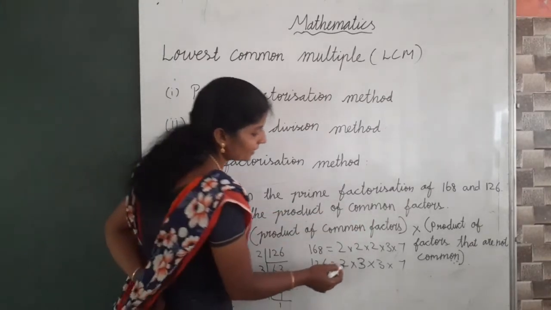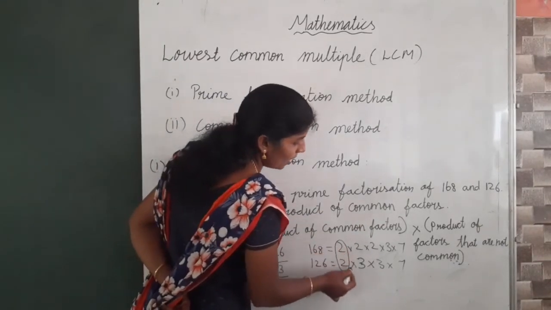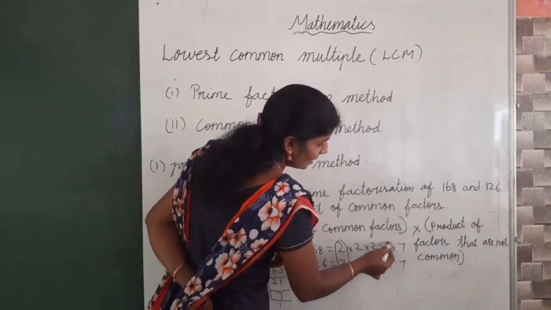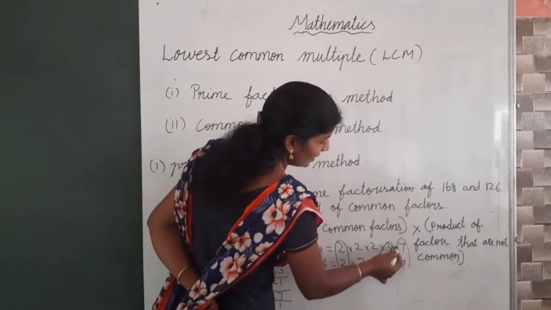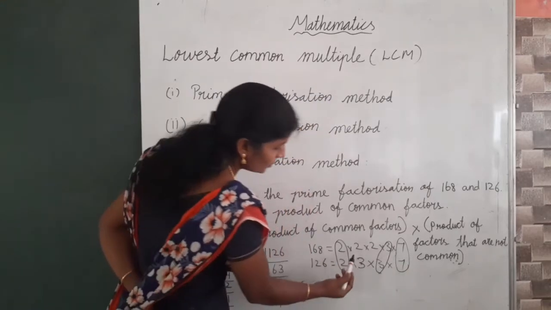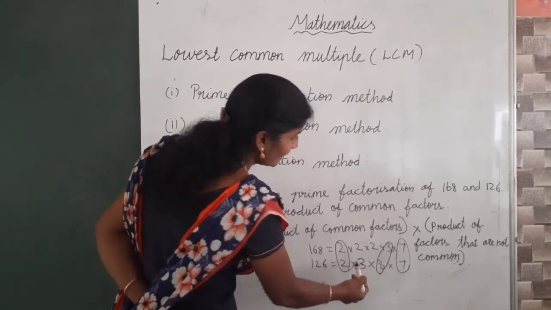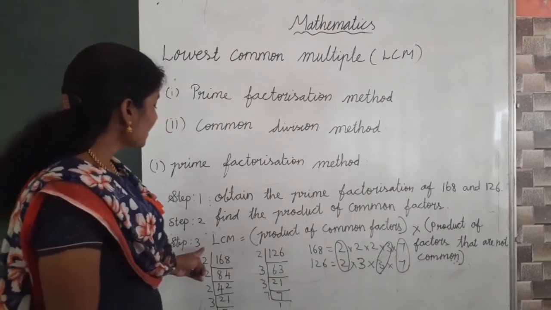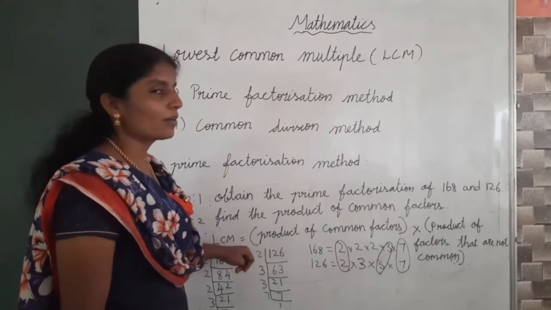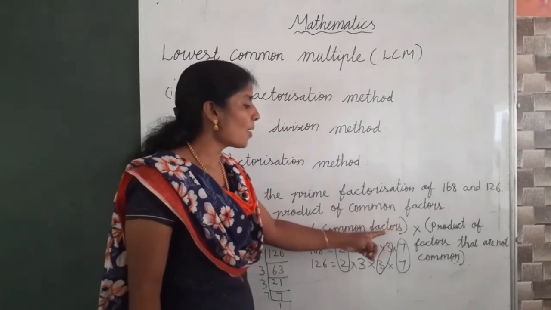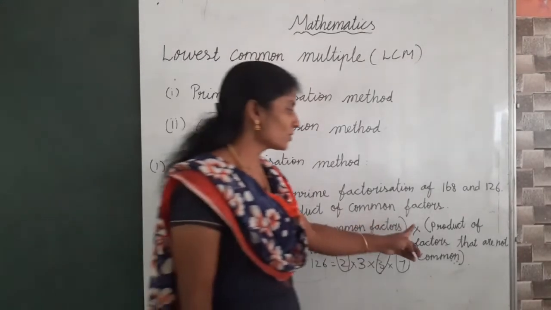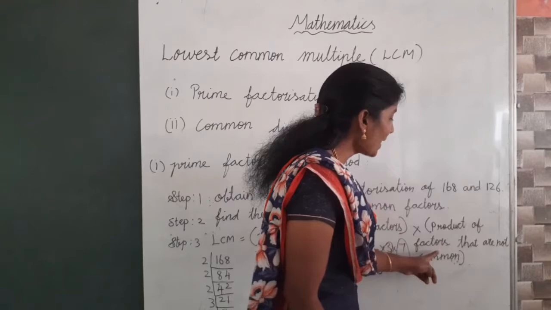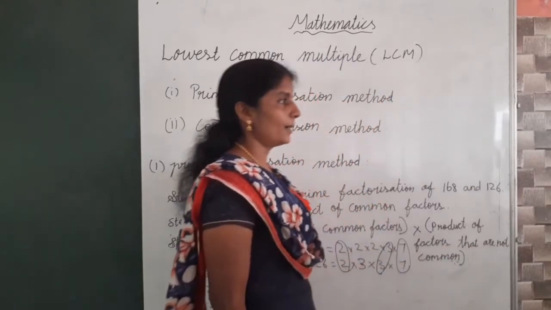First we can find the common factors. 2 common. Then here 3 common. Then here 7 also common. Now here 2, 2 and 3, these are not common factors. Okay. Now step 3. LCM equal to product of common factors into product of factors that are not common.